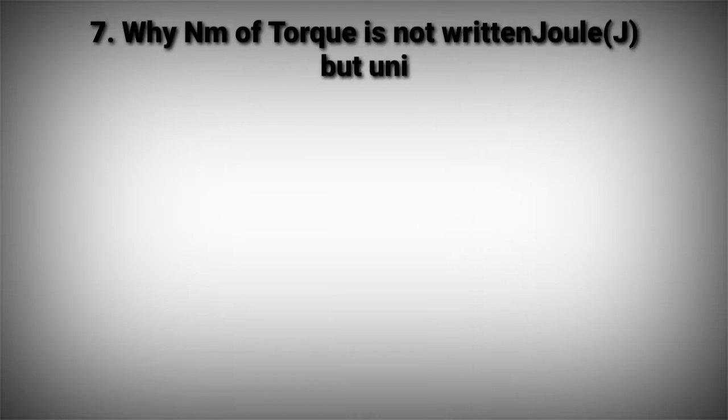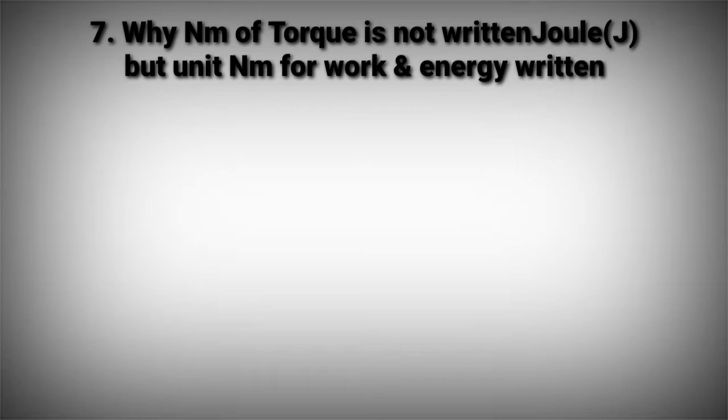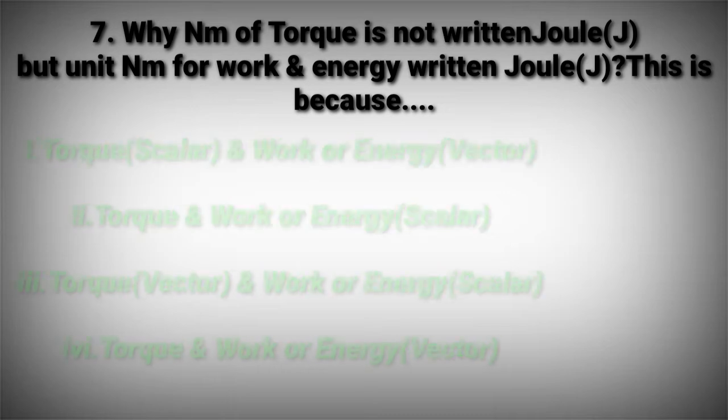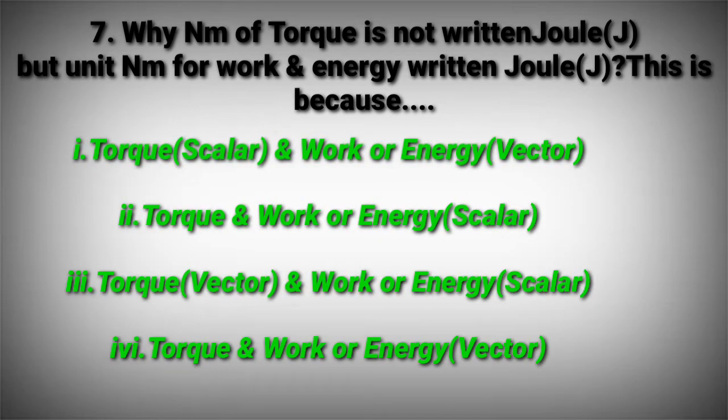Moving to the next question, that is question number 7. Why is the Newton meter of torque not written as joule, but the unit Newton meter for work and energy is written as joule? The four options are: because torque is a scalar quantity and work or energy is a vector quantity; torque is a vector quantity and work and energy are scalar quantities; torque and work and energy are scalar quantities; or torque and work and energy are vector quantities. The right answer will be, because torque is a vector quantity and work or energy is a scalar quantity, that is option number 3.